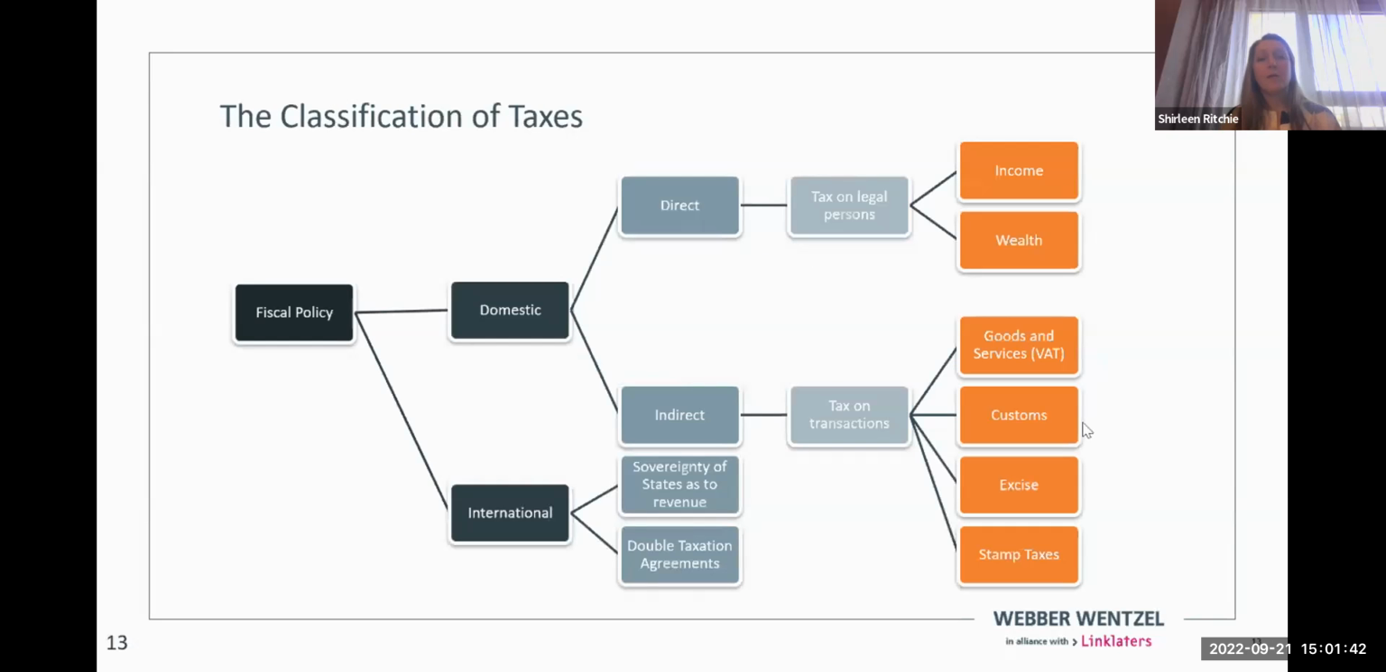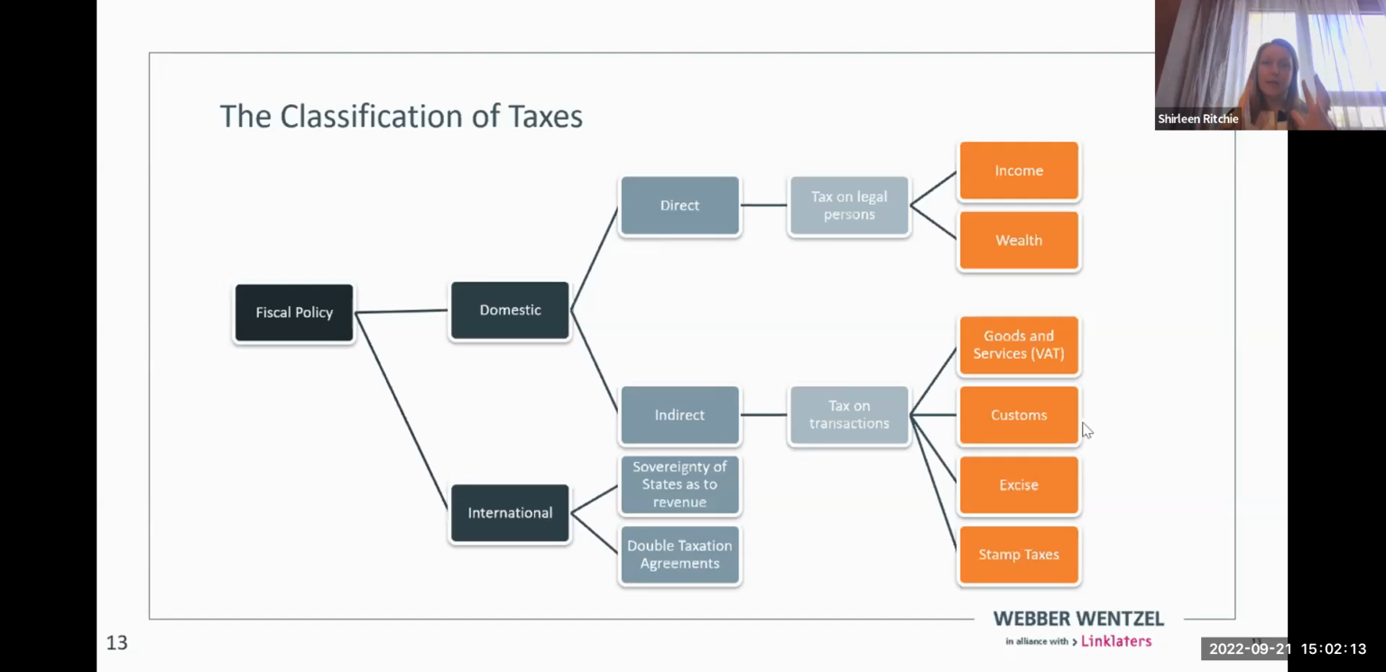So maybe just to take a look at where in the spider diagram of tax policy corporate tax sits. You have two elements to taxes. You have domestic taxes, which focus just within the country's borders, and then you have the international element where we move across borders, which is specifically important in the extractive industries. Domestic taxes are again subdivided into two categories. You have direct and indirect taxes.